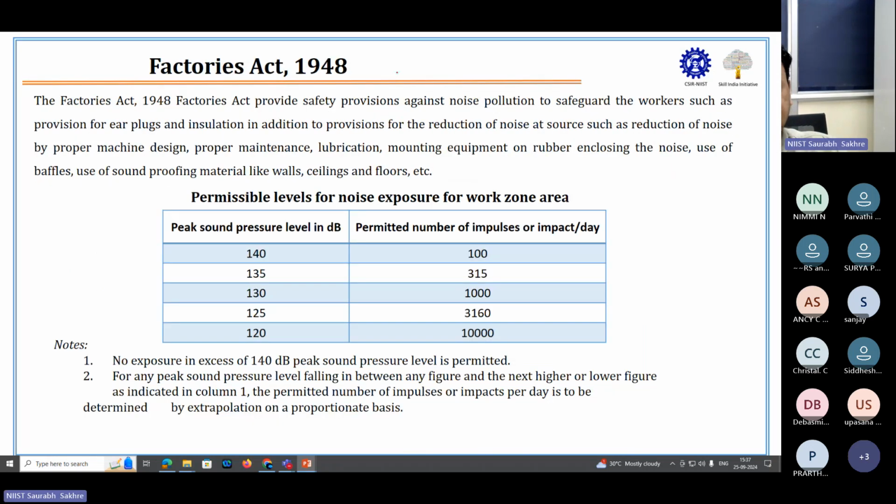Okay, then there is the Factories Act. If you are working in a factory where there is continuous sound, then there is an exposure area which is given to you. Let's say a peak sound pressure of 140 is there. So the permitted number of impulses or exposures per day is only 100. More than that, it should not be there. So 100 impulses of 140 decibels. Similarly, if it is 135, 315 can be allowed, and so on.